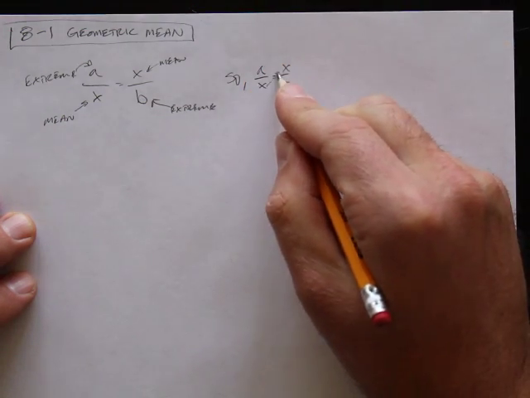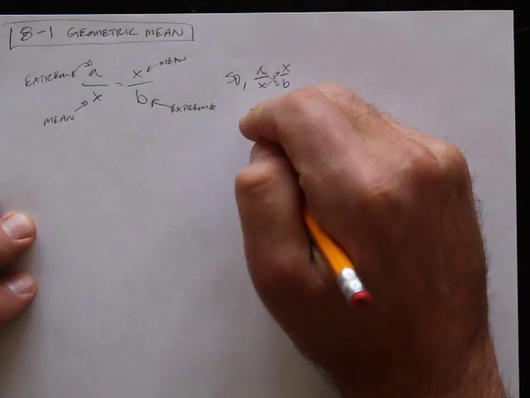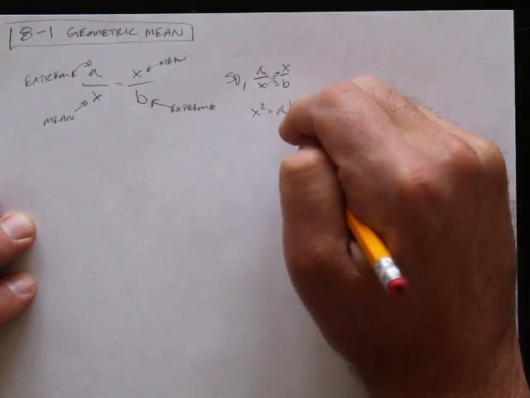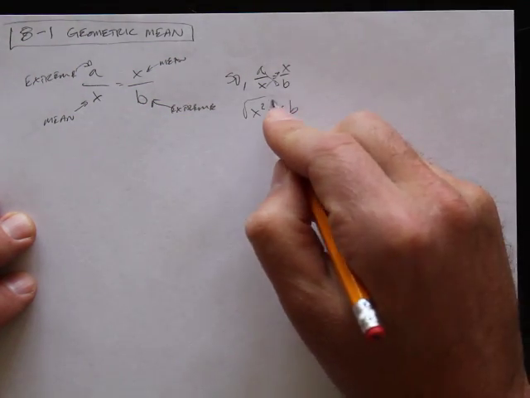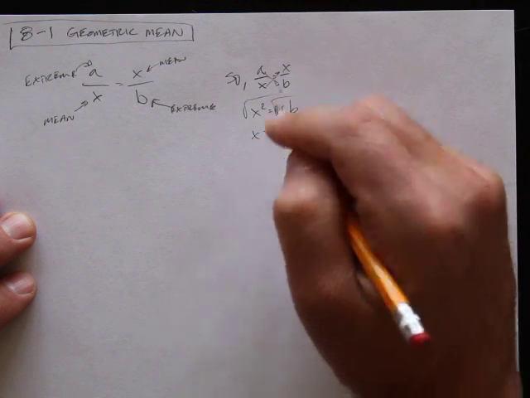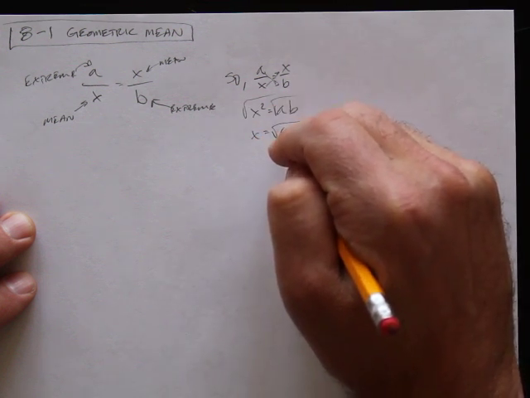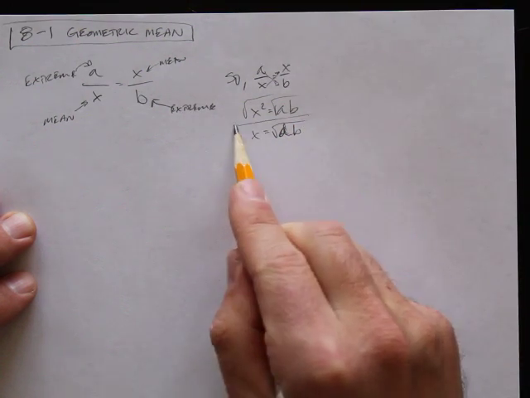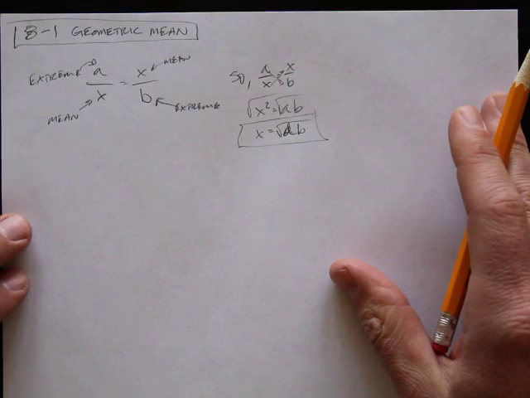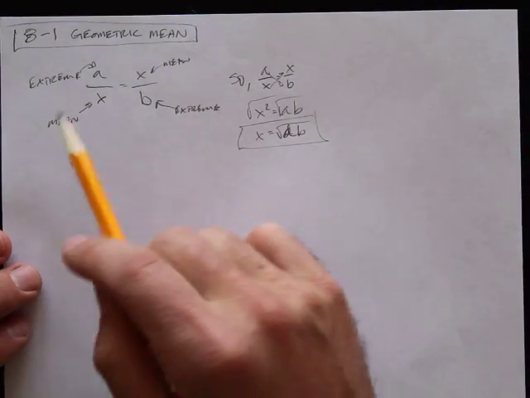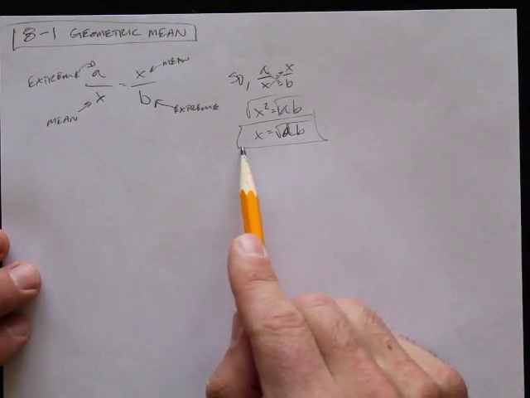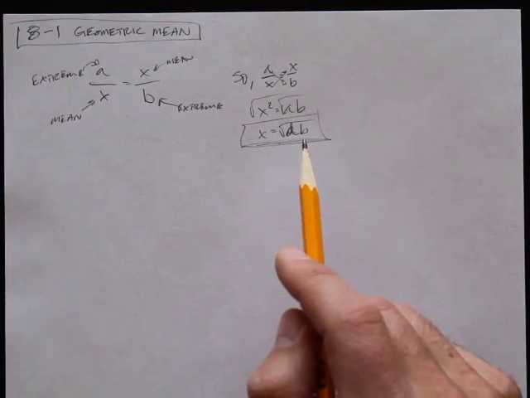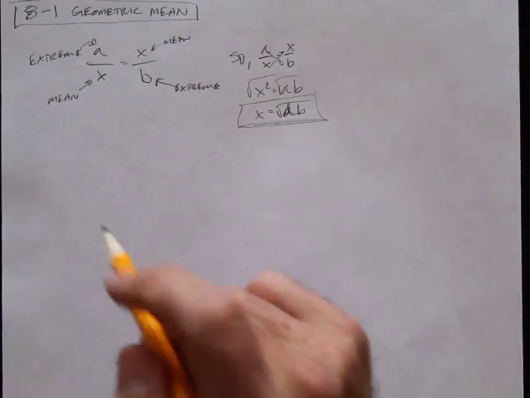If I were to cross multiply here, then I'd end up getting x squared equals ab. And then I take the square root of both sides, and I end up with x equals the square root of a times b. And this is the formula that we use for the geometric mean. This might mean nothing to you, and that's okay. Here's the most important thing that we're going to use when we are asked to find the geometric mean. So let's do some examples.